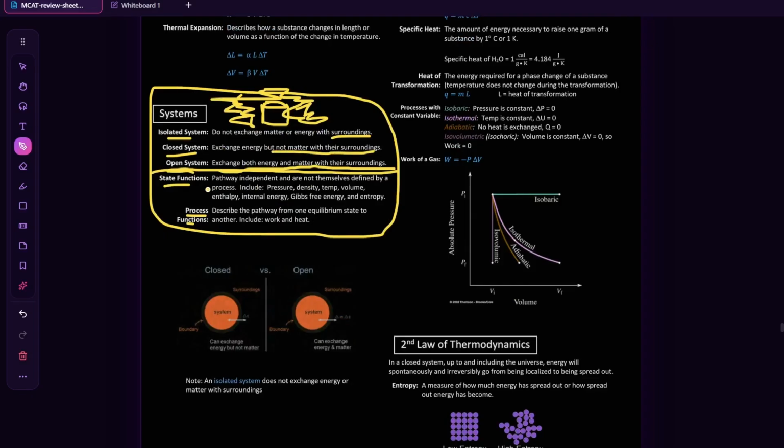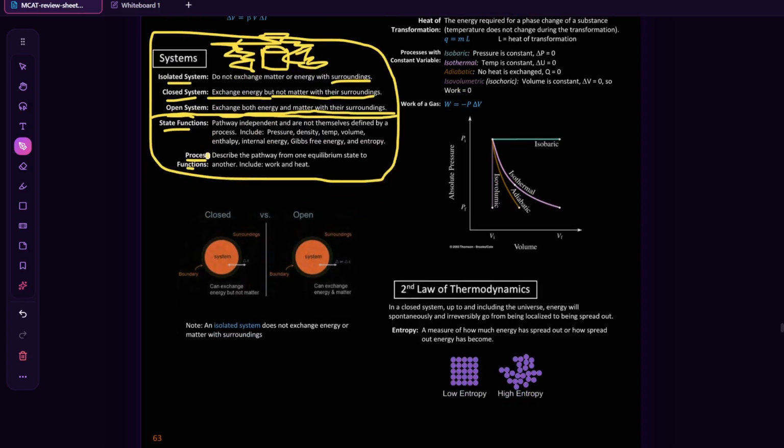So the most commonly confused pair everyone makes at first is an isolated versus a closed system, and it's because they seem very similar, like isolated and closed. Both sound like nothing is about to get out of the system, but remember that a closed system still lets energy out. It's able to exchange energy. So really remember these definitions well.